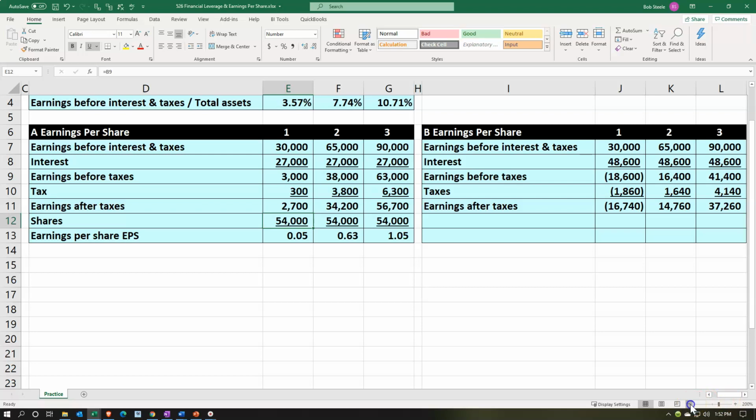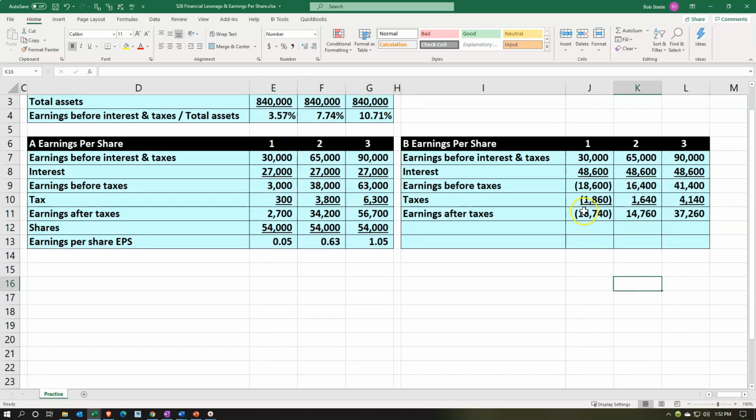Is that small enough? Maybe a little smaller. So we had a loss here, and then as the income went up, we still have less earnings, but we have the positive on the earnings, and then we have the 37,260 positive over here. Again, still less than it was over here. But now we want to think about how to break that out to the number of shares that are out there. Because remember, if we finance with the number of shares, we're kind of diluting the number of shares.